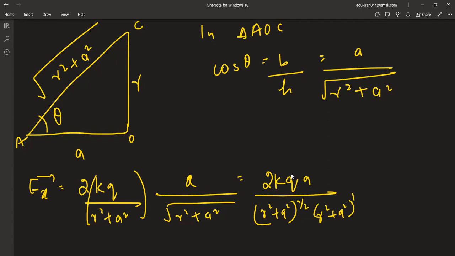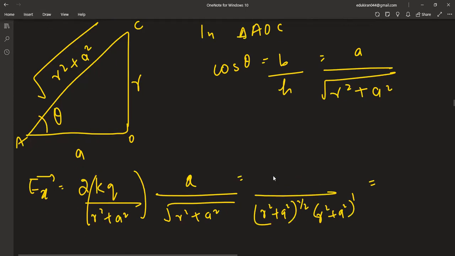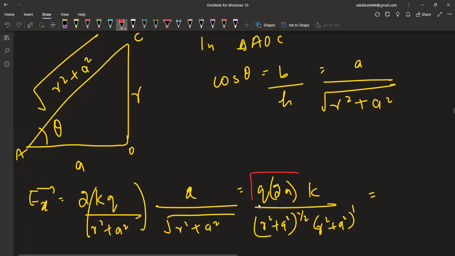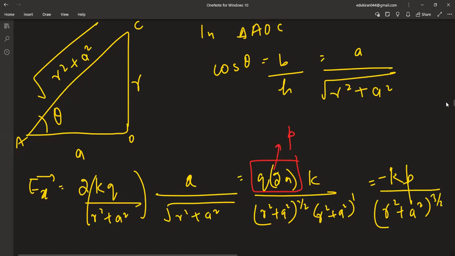What is our final answer? Look, let me rearrange this here itself: q into 2a into k. I have just rearranged the terms so that what we obtain is the dipole moment. This is the dipole moment. So what is our final answer? See, kp by, half plus 1 will become 3 by 2, so (r square plus a square) to the power 3 by 2. We put a negative sign. Why negative sign? This I'll tell you. This you understood, no? Why we did it?